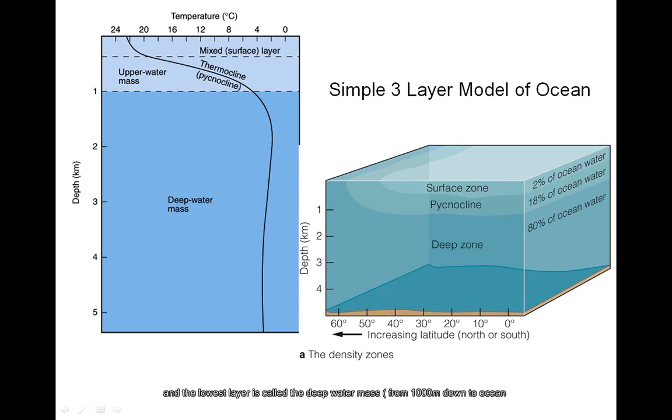And then the lowest layer is called the deep water mass, from 1,000 meters down to the ocean bottom at 5 kilometers deep on average. It holds the colder, saltier, denser water in the ocean and makes up about 80% of the ocean's volume. Now these depths are simply averages. Near a coastline or near the poles, the transitions between layers will be shallower because sunlight does not penetrate as deep into the ocean. In the tropical open ocean, the transition will be even deeper as sunlight penetration is at its greatest.